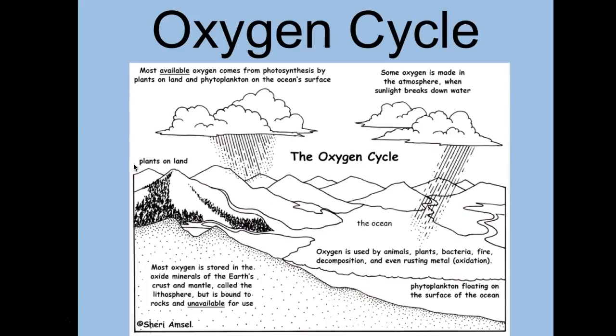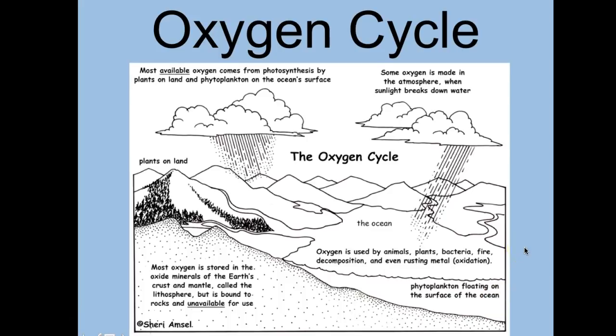So where does most of oxygen come from? As you notice up here, it says most of the available oxygen comes from photosynthesis from plants on land and phytoplankton on the ocean surface. So phytoplankton are really tiny little plants that just float on the top of the ocean, and they are a huge contributor to the amount of oxygen that we have here on our planet. So it's not only the plants that are on land, but also those phytoplankton in the ocean that are producing a lot of oxygen for us.